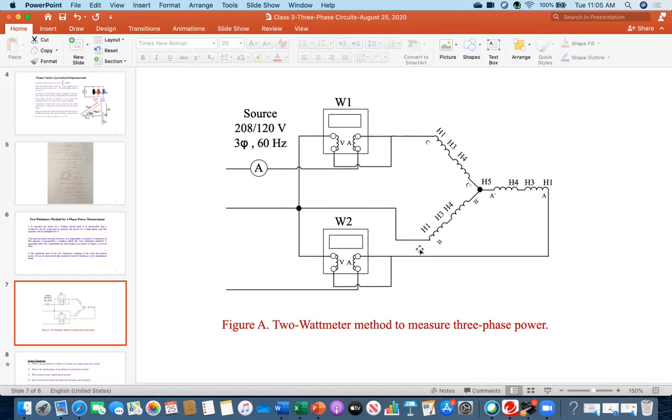I still did not upload all the labs, but soon I will be uploading, hopefully this week. But for experiment number 1, you need to make this type of connection. Experiment 1 is related to three-phase circuits, balanced and unbalanced analysis, and you need to measure the power. So please use exactly this configuration to measure the power. Is everybody fine?